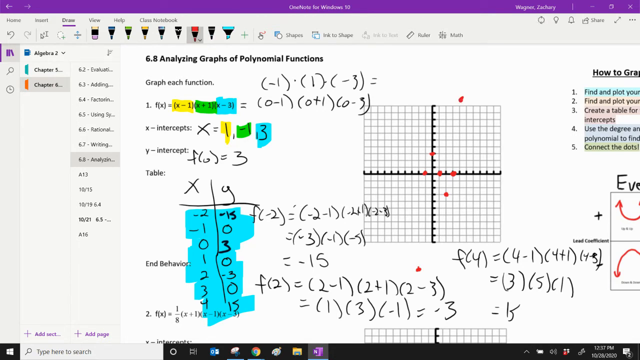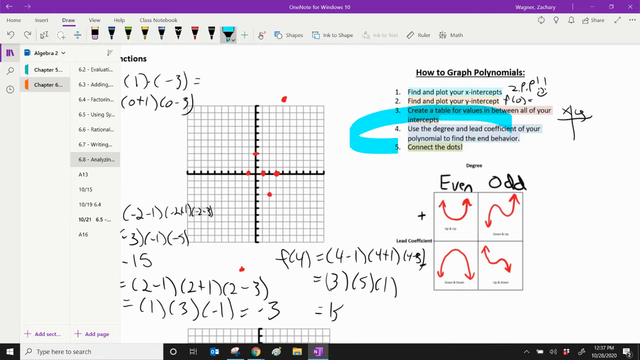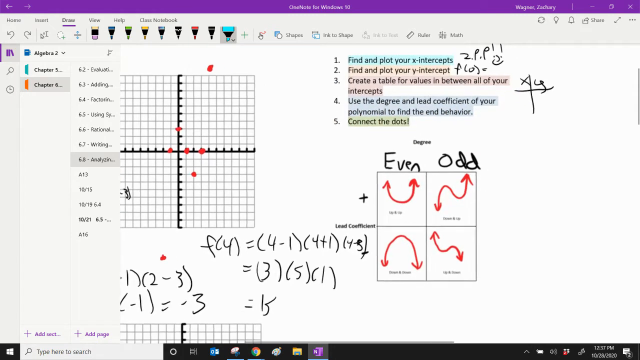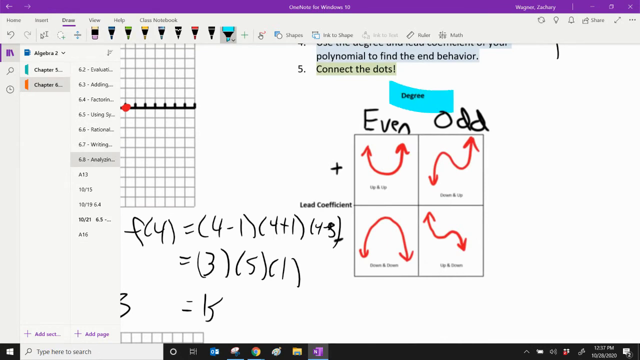So this is what's going on. These are my points. And when we're drawing these, we have to connect these dots. We don't know how it's going to work out. What you have to do is use the degree and lead coefficient of your polynomial to find the end behavior. This is huge. You have to do this. And this is what we look at. You compare the degree with your lead coefficient. This tells you how it's going.